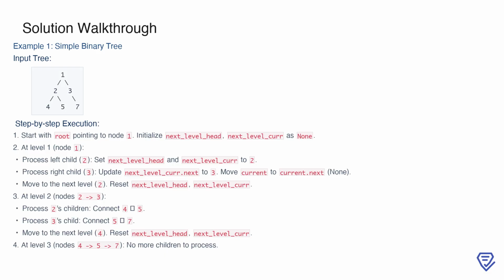For node 2, we connect its left child 4 to its right child 5. Next, we process node 3 and connect its right child 7 to the next available node, which is null in this case. After processing all nodes at this level, we move to the next level, starting with 4, and reset our pointers again. Finally, at level 3, we process nodes 4, 5, and 7. Since none of these nodes have children, there are no further connections to make, and we finish the traversal.